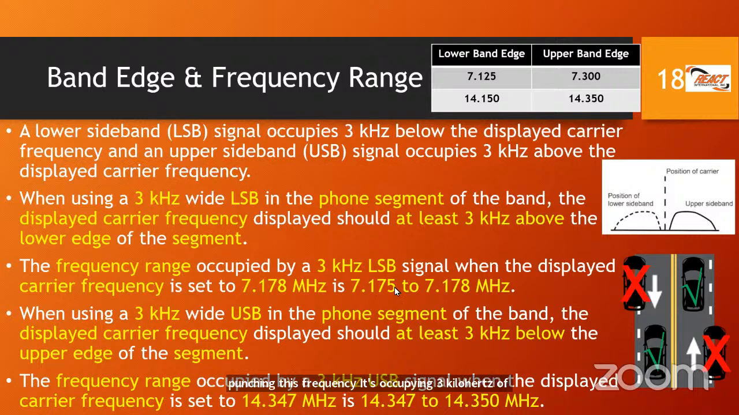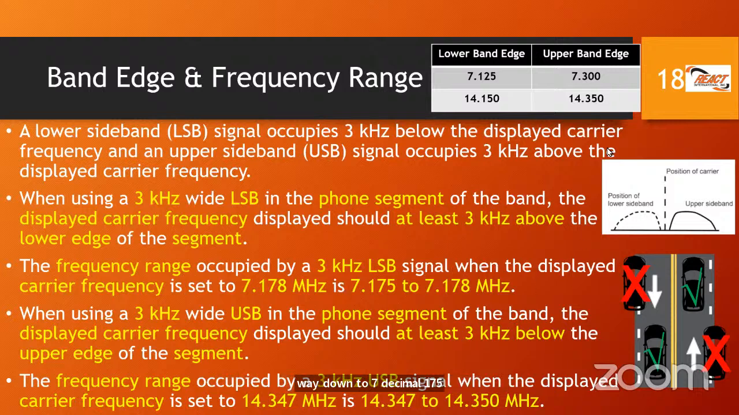So 7.175 to 7.178. If you subtract these two, you will get 3 kilohertz. So if you set your frequency to 7.178, which is what's here, what you're punching in on your radio is 7.178. And if you're using lower sideband, your signal is going to occupy from 7.178 down by 3 kilohertz, all the way down to 7.175. So that's why you need to be aware of the band edge.